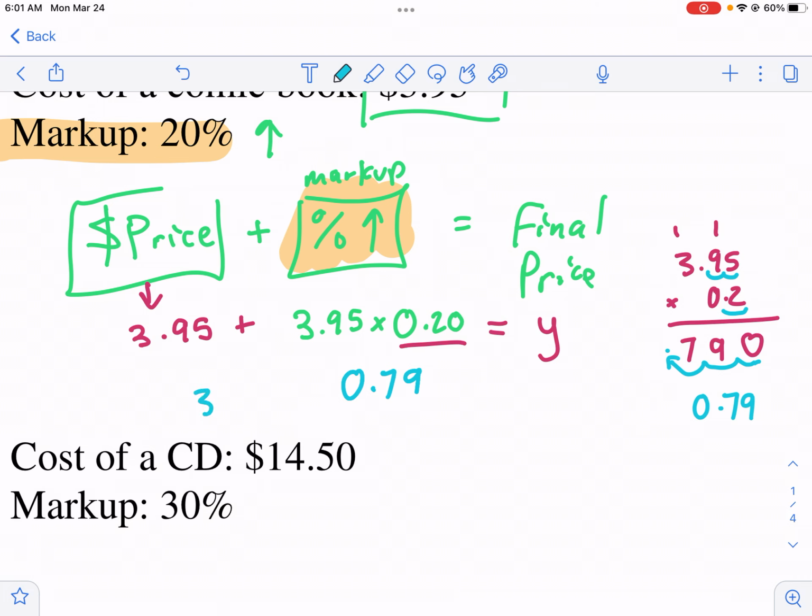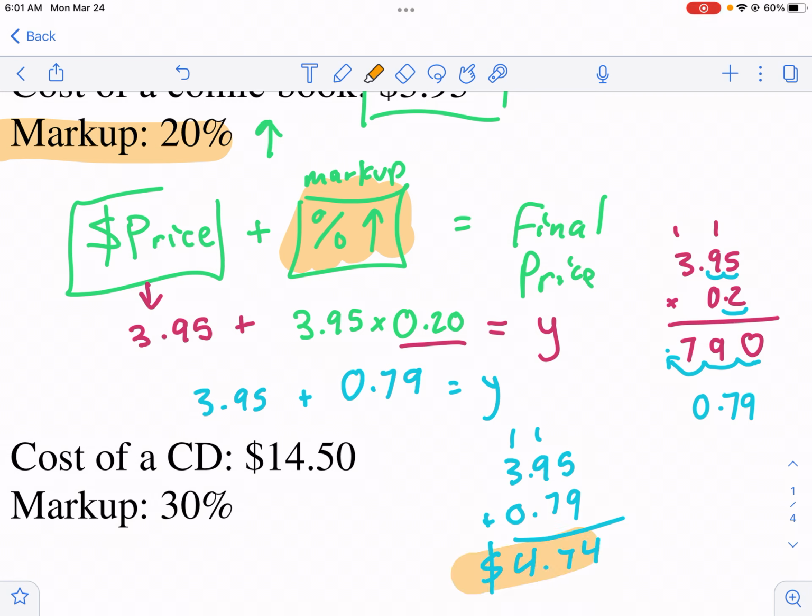So now I need to do 3.95 plus 0.79, and that's going to be equal to my final price, Y. Let me go ahead and line up these decimals now and do this addition. That's going to be 14, carry the 1. That's going to be 17, carry the 1. And that's going to be 4. 4.74 is going to be my final price, and that's my answer.